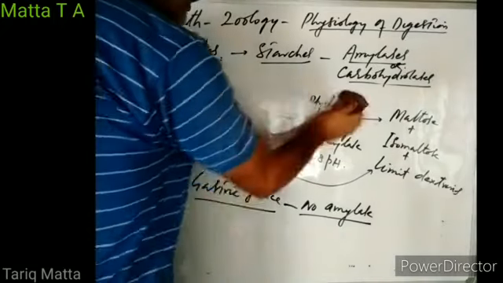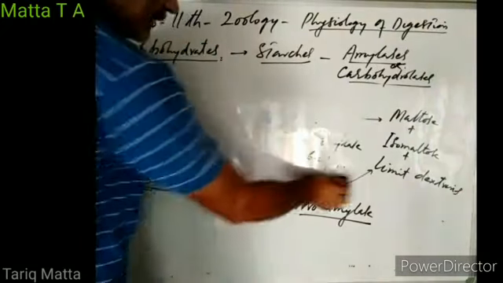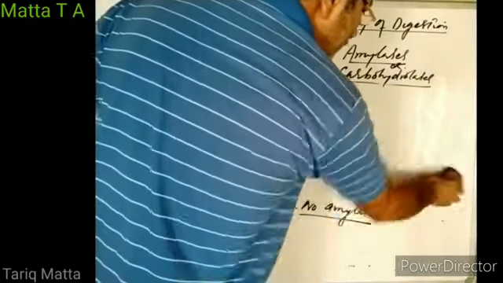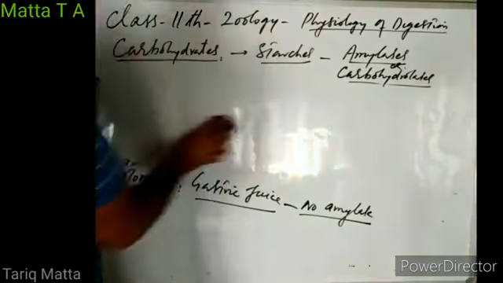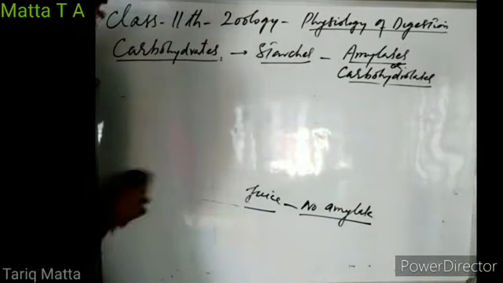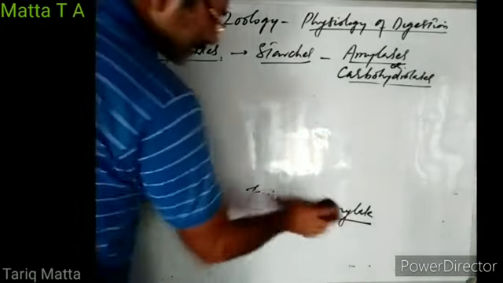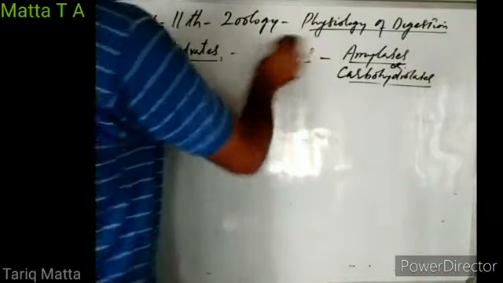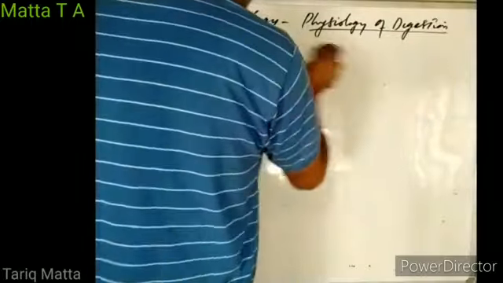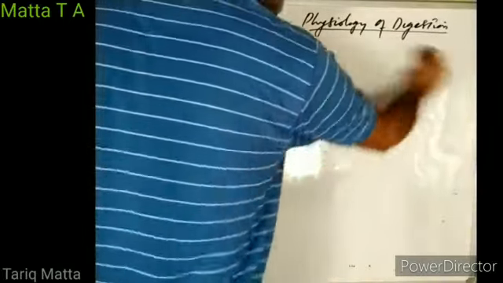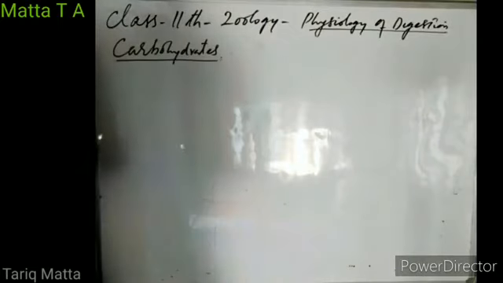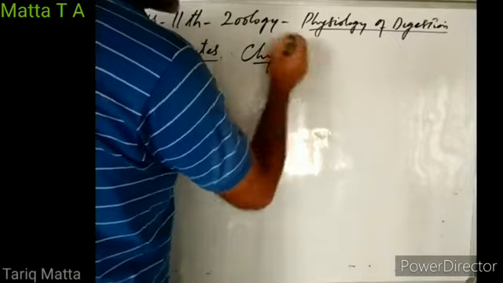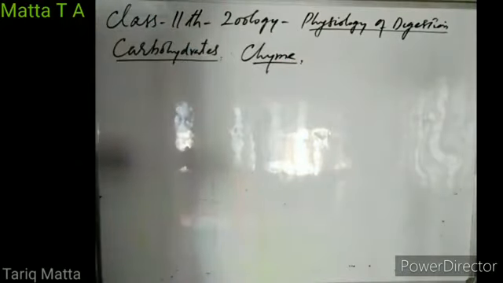As the food mixes with the gastric juice, this food becomes acidic, and this acidic food, which leaves the stomach and enters into small intestine, is known as chyme. That acidic food is now known as chyme. So this chyme will now enter into small intestine. So chyme is the acidic food which leaves the stomach.